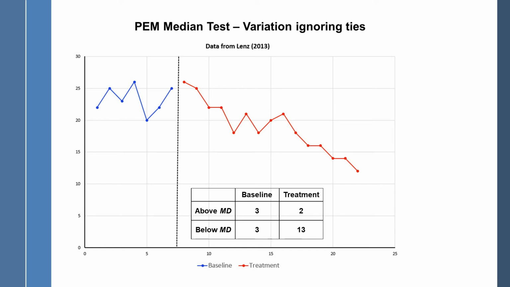So here's the data from Lens. The baseline median is 25. That's what makes this different from the Mood's median test, which uses the grand median. Instead of the generalized median test, I'm going to use just the baseline phase. And that's more appropriate for baseline treatment, single case design studies.